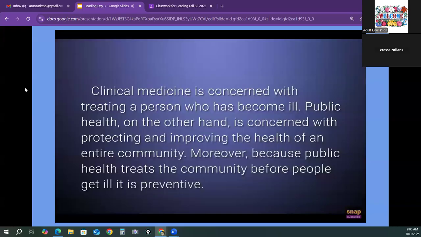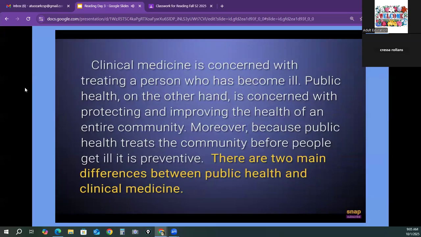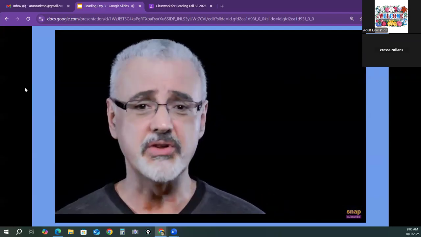In another video, we learned that a paragraph always has a main idea, but it may or may not be stated in a main idea sentence. I don't see one here, but what's implied here is that public health differs from clinical medicine in two main ways. Oh, now there it is. Now we have a main idea sentence, even though you didn't really need one because the paragraph was clear enough. How about this one? There are two main differences between public health and clinical medicine. Yes, that works too.